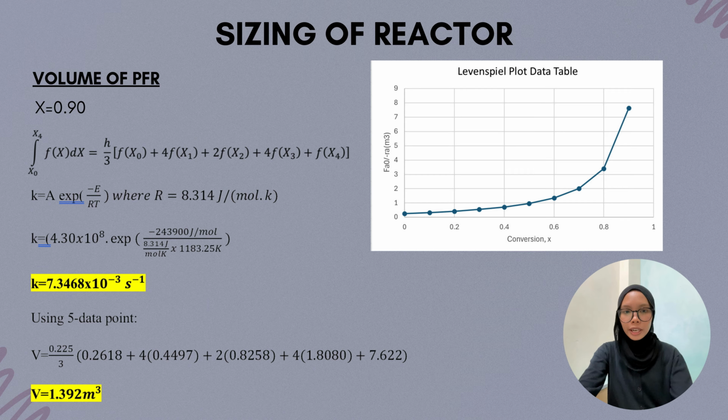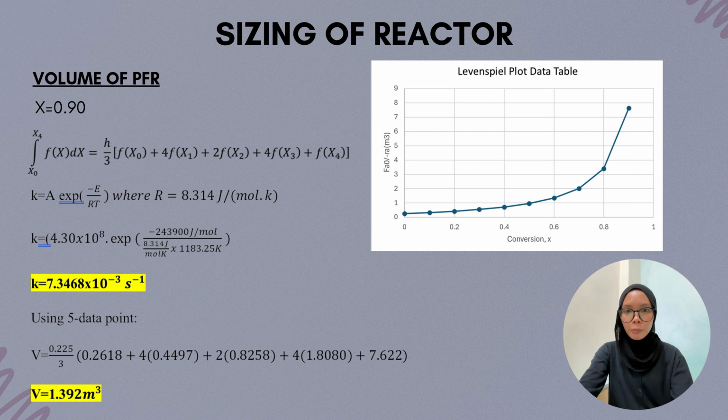Before computing the area, we first need to find the reaction rate constant, which is K. We use the Arrhenius equation to find the value of K. Next, using this value of K, we calculated for several conversion points and plotted them into the Levenspiel graph. As we can see, the curve rises sharply near high conversion, which is typical for an endothermic gas phase reaction.